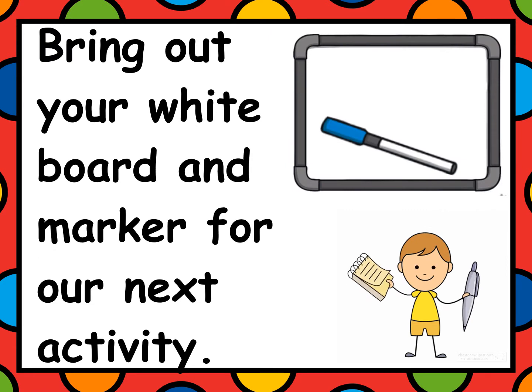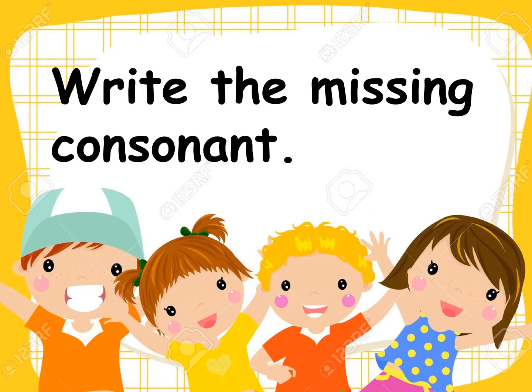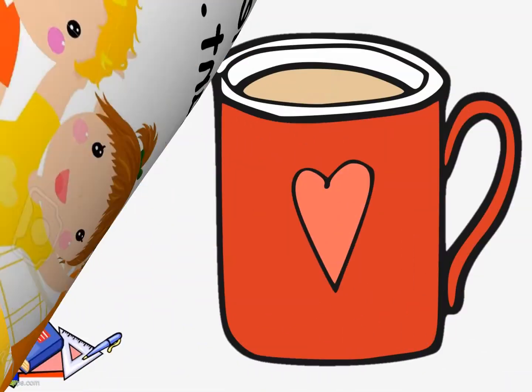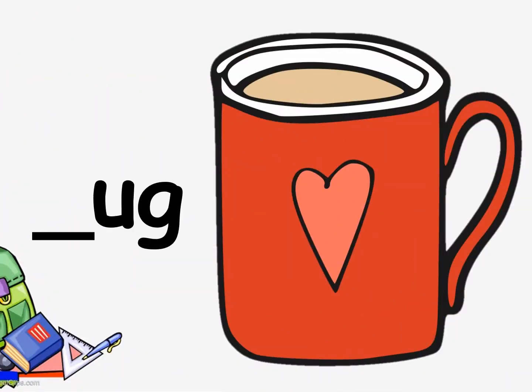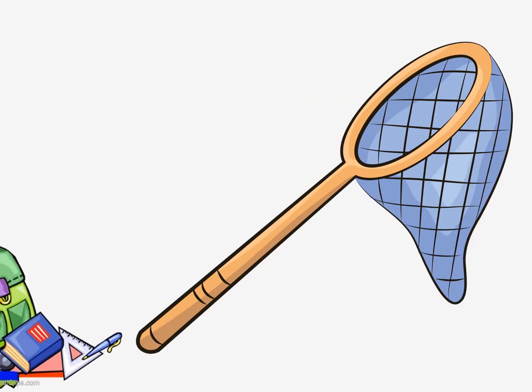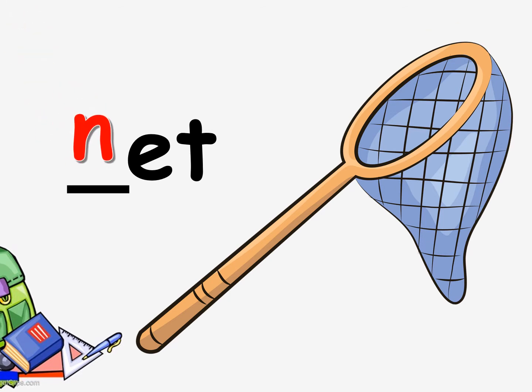Okay, we are still going to use our whiteboard and marker. Write the missing consonants. Okay, what is the missing letter? Very good. It's letter M. Mug. But this one. The missing letter is N. Very good. It's a net.